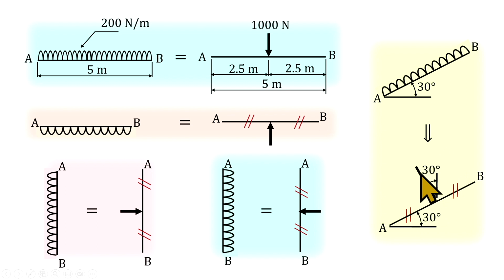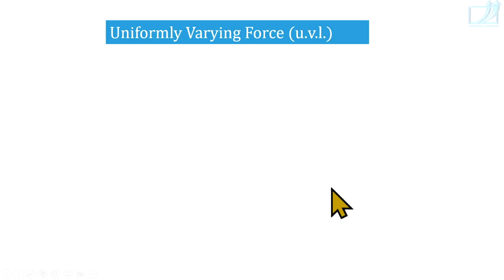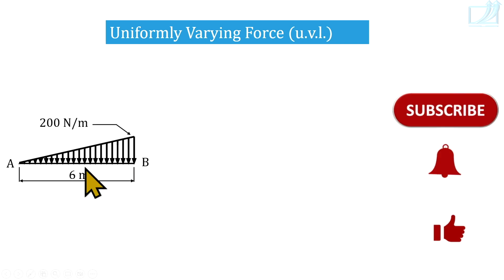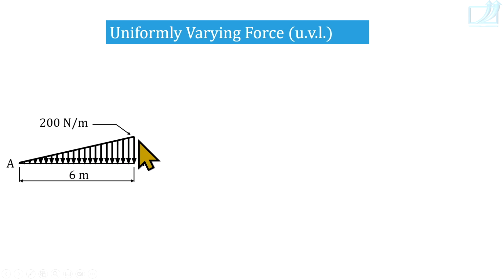Hope you have understood how to replace a uniformly distributed force by a point force. Now, sometimes a distributed force is approximated as a uniformly varying force in this manner. So its outlined shape appears as a triangle. What does this triangle suggest to you? Listen, the base of this triangle is nothing but the length of the UVL. UVL means uniformly varying load. So 6 meters is the length of the UVL in this diagram.